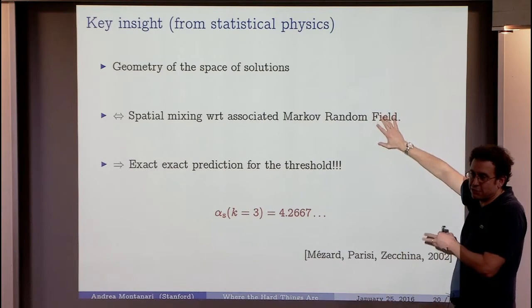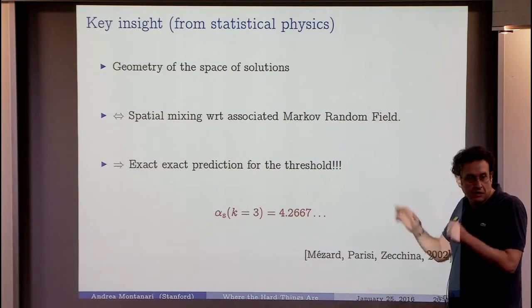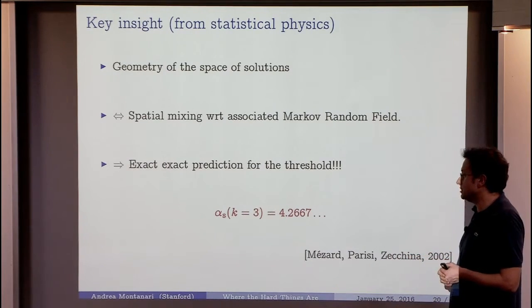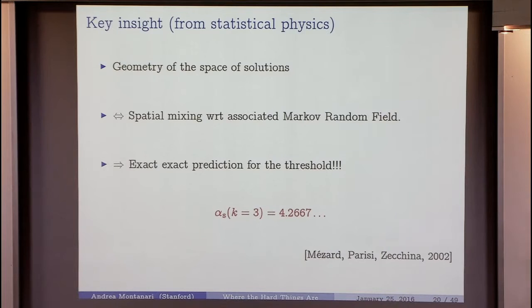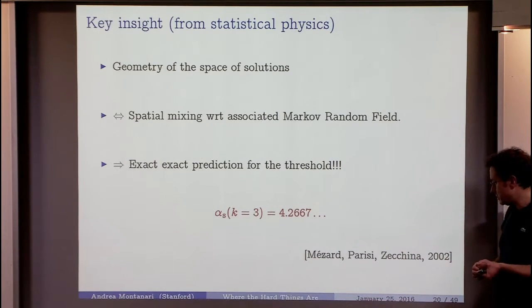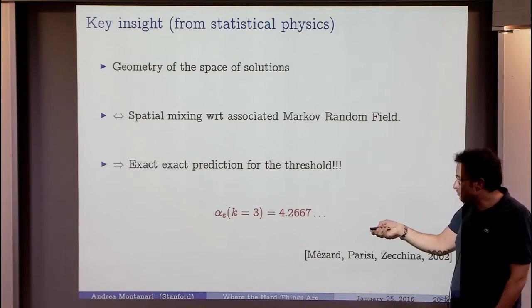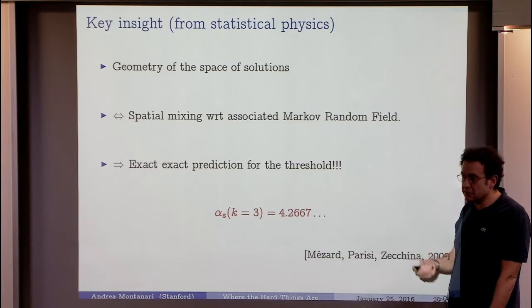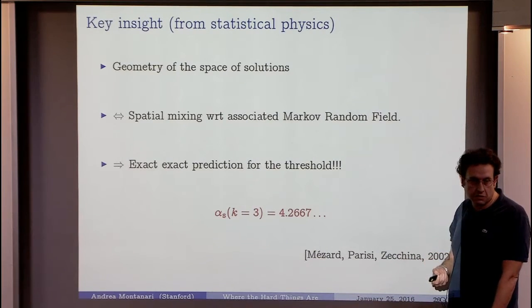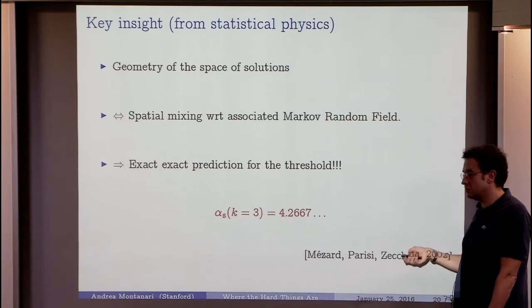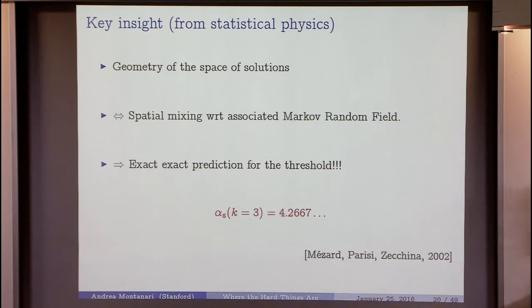I will not talk about this in any detail, but the two are closely related in the physics theory: how much correlation there is between variables in a random solution. It turns out that using these ideas and methods from statistical physics, in 2002 Mézard, Parisi, and Zecchina were able to compute exactly, give exact conjectures for, the threshold of random k-SAT. In particular, for k equal 3, this gave you this number 4.2667.